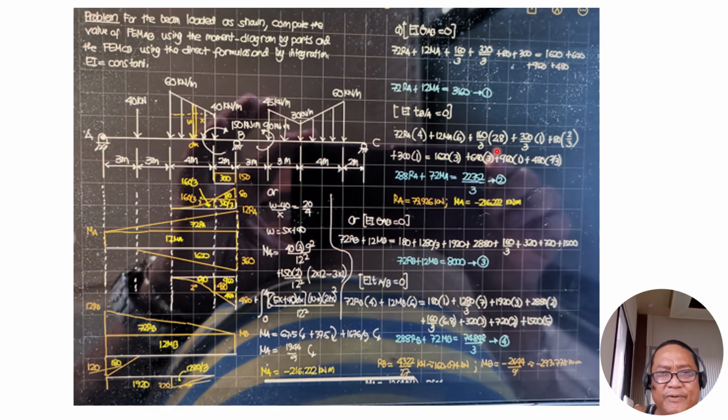And solving these two equations simultaneously, we get RA equals 79.926 kilonewtons, and the fixed moment AB or MA is negative 216.222 kilonewton meter, or 216.222 counterclockwise. The alternate solution would be using this moment diagram by parts, wherein I select this part as the moment center A.